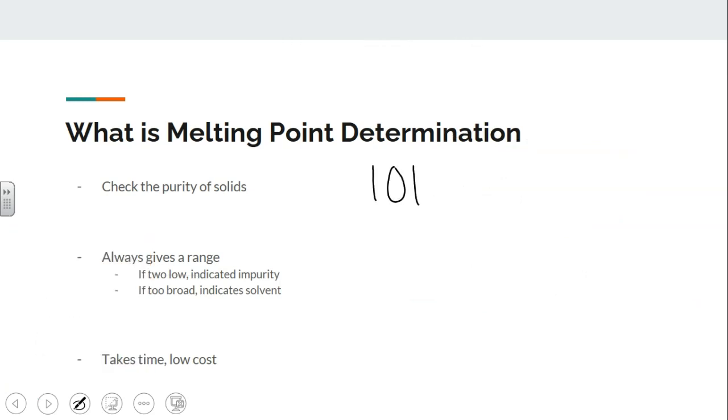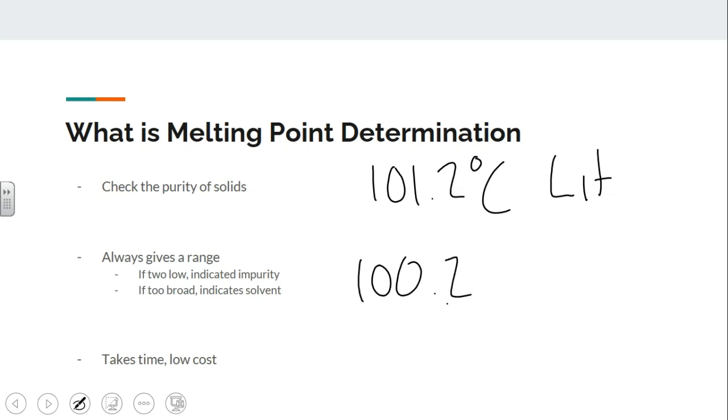So again, if we have our 101.2 literature value, and we come up with a range when we do our experiment of 101.2 to 101.7, let's say that was the range we got experimentally. Now notice that this is relatively pure because it does encompass the literature value, but notice that the range is broad.